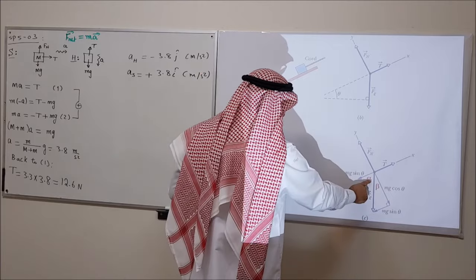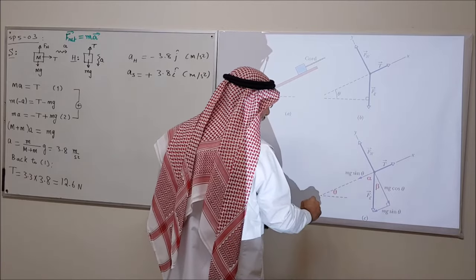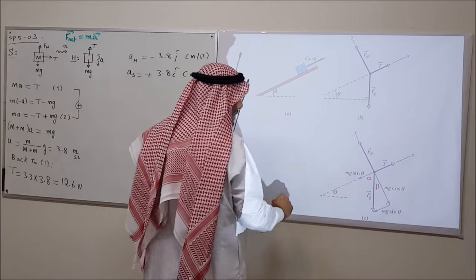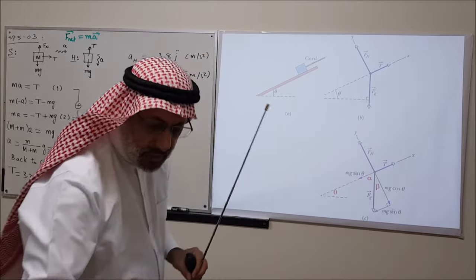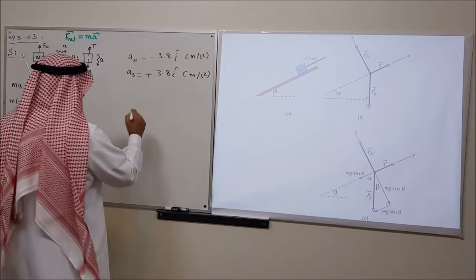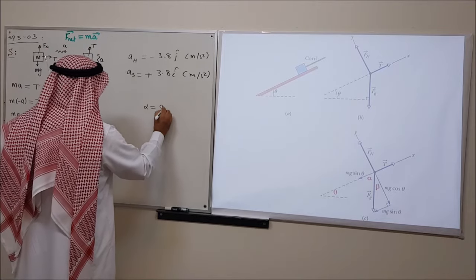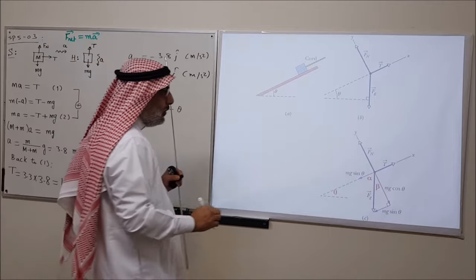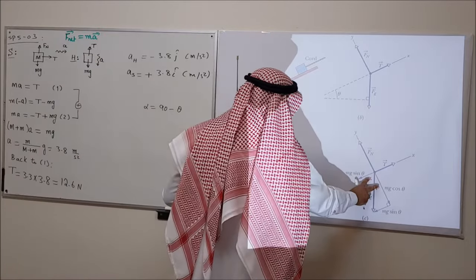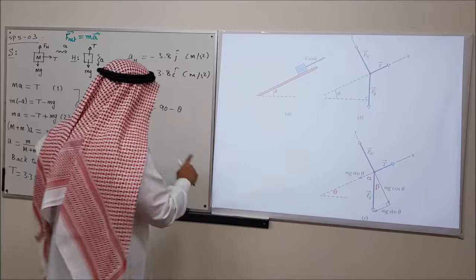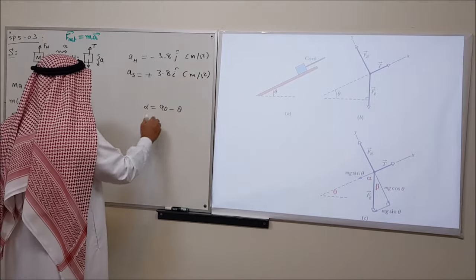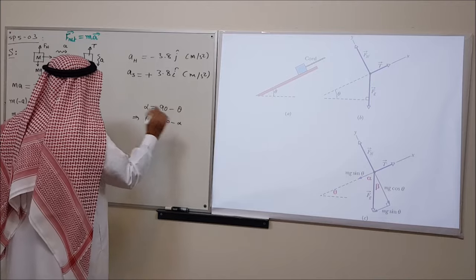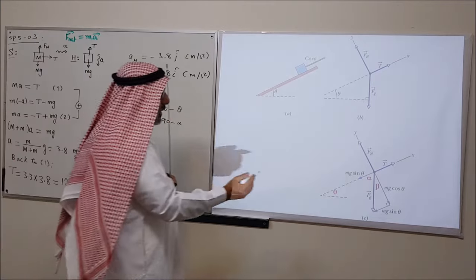How much is this angle alpha? If we look at this triangle here, how much is alpha? It is 90 minus theta. Alpha is equal to 90 minus theta. But before we look at this situation here, from here you can see that theta is 90 minus alpha, okay?